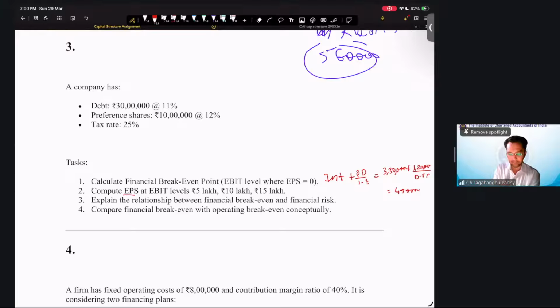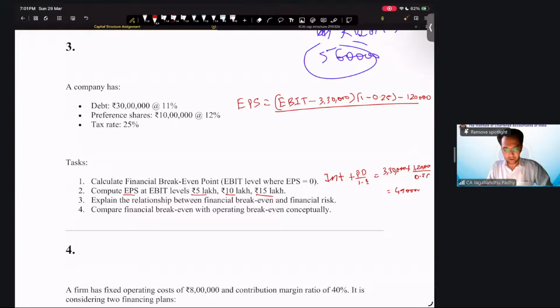Then compute the EPS at EBIT levels of 5 lakh, 10 lakh, and 15 lakh. So what are these numbers? For that, we need to first decide the EPS formula. EPS is EBIT minus interest of 3,30,000, into 1 minus 0.25, minus preference dividend of 1,20,000, divided by number of equity shares.